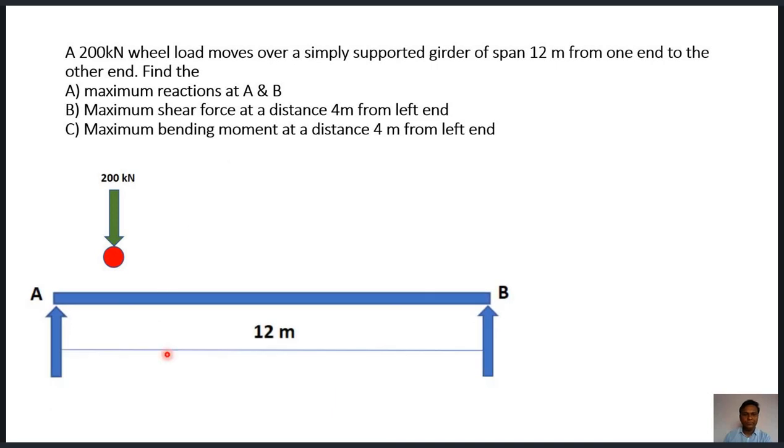Now here we have this simply supported beam of total 12 meter span. This simply supported beam is subjected to this wheel load which is moving from the left to the right end on this beam. When it is subjected to a moving load which moves over the beam from left to right end, we have to find the maximum reaction at A and the maximum reaction at B. Also we have to find the maximum shear force at a distance 4 meter from the left end and the maximum bending moment at a distance 4 meter from the left end.